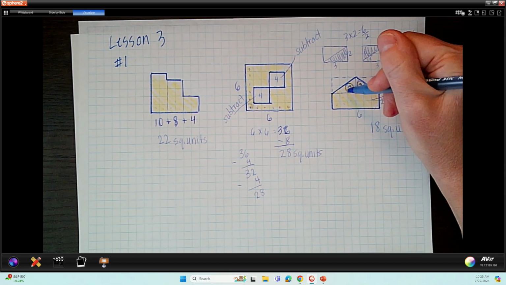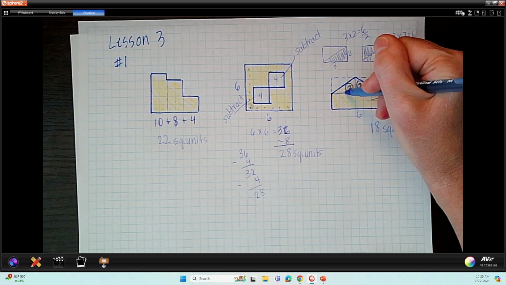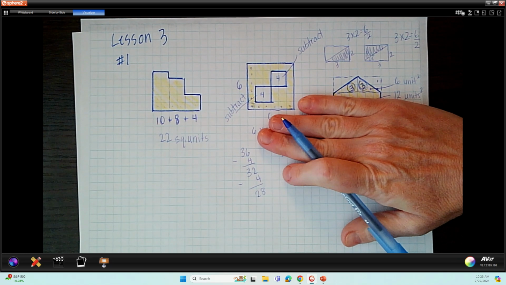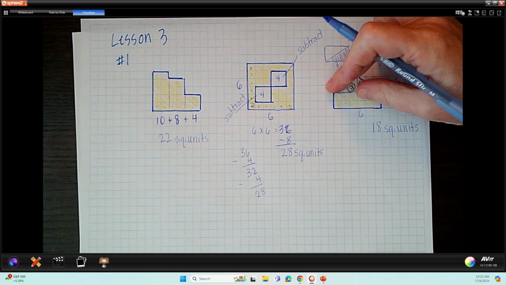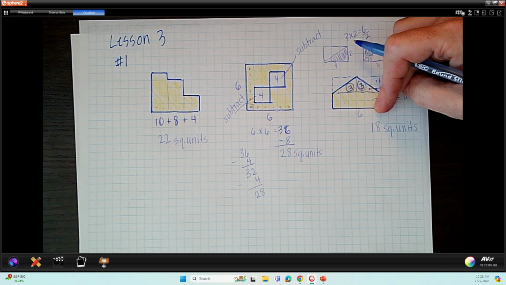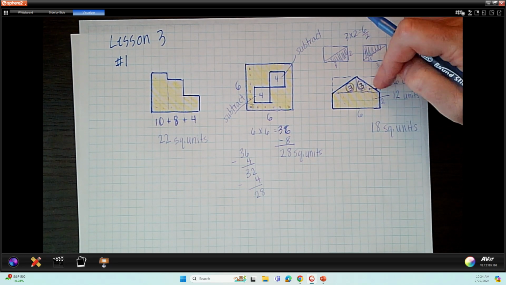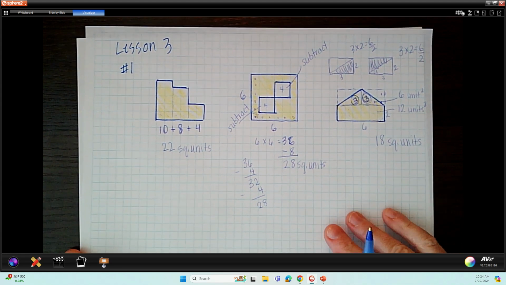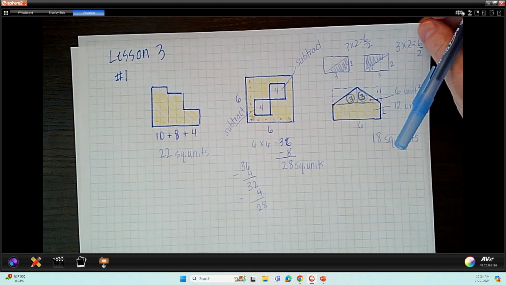Just remember, whenever you have that triangle, you can actually look at this as two rectangles on top of another rectangle. They're actually the same. If you can see it, there's a 2 by 6 rectangle at the top and a 2 by 6 rectangle at the bottom, but we only have half of that rectangle at the top. Okay? All right, so there's the answers to lesson 3, question 1, practice problem.